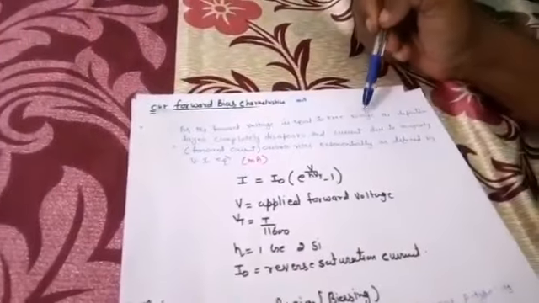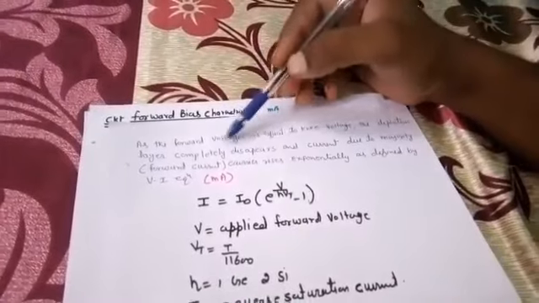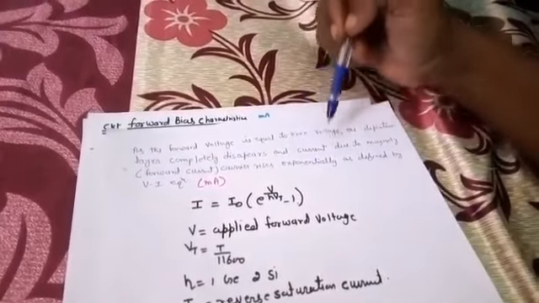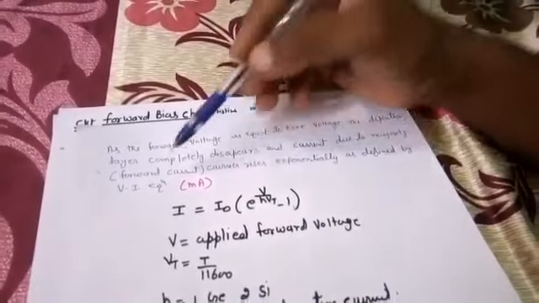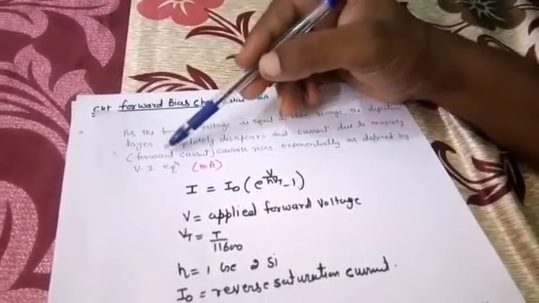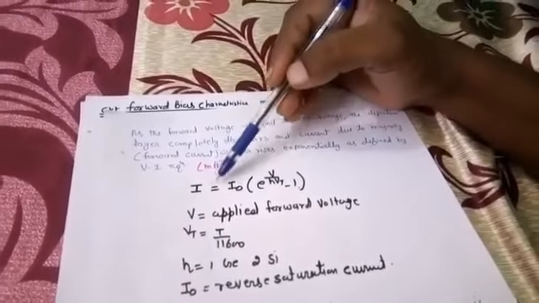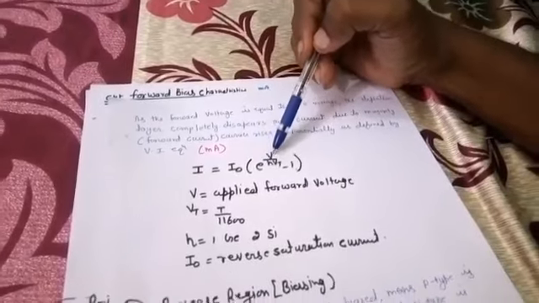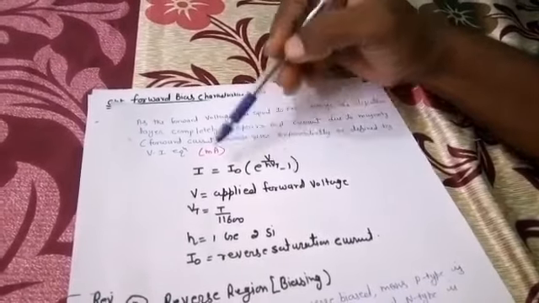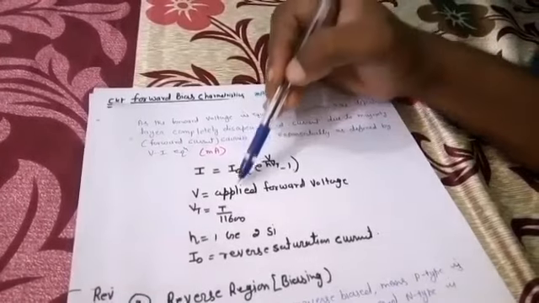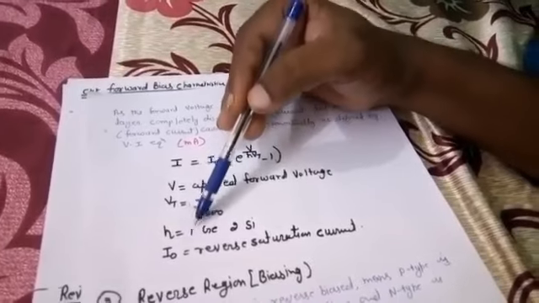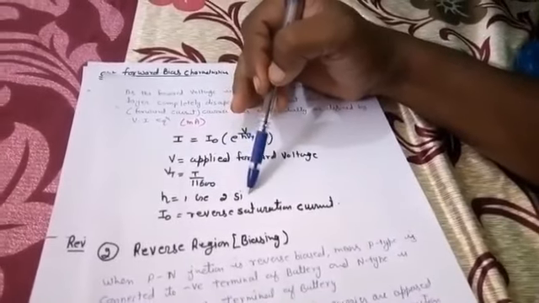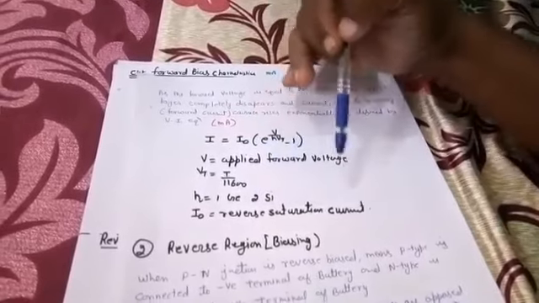As the forward voltage becomes equal to the knee voltage, the depletion layer completely disappears and the current due to majority carriers rises exponentially as defined by the VI equation. This current is called the forward current. The equation is given as I equals I0 times e to the power V over eta Vt, minus 1. V is the applied voltage, Vt is the thermal voltage, given as T upon 11,600. Eta is 1 for germanium and 2 for silicon. I0 is the reverse saturation current.